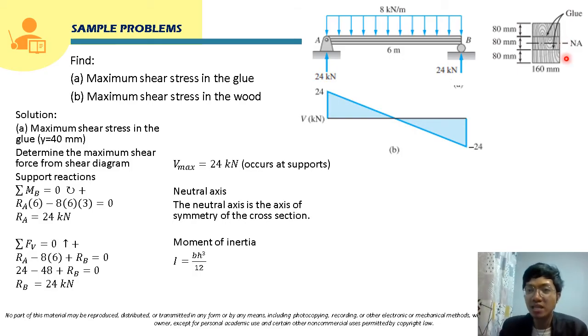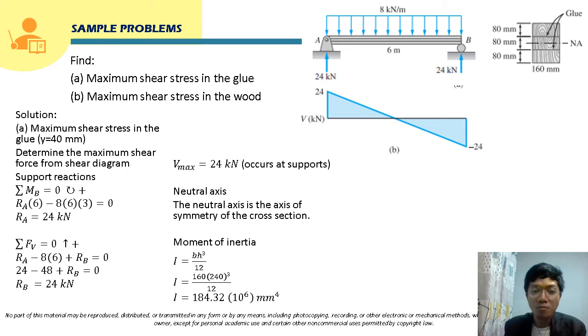Okay, wherein yung base natin ay 160 mm, yung height natin ito, 80 plus 80 plus 80, yun ay 240, di ba? So, substituting those values here, it will become 160 times 240 cubed over 12. Okay, so solving for I, it will be 184.32 times 10 raised to 6 millimeter to the fourth. So, ito na, class, yung moment of inertia natin.